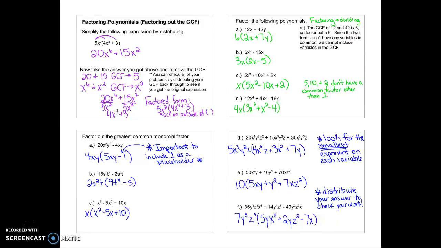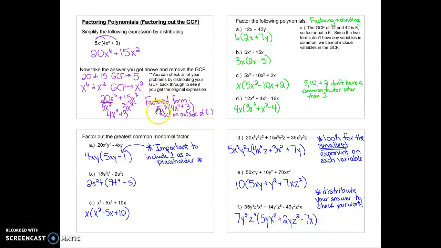Then I have a 15x squared. That was my original term. I am dividing out my GCF. So 15 divided by 5 is 3. X squared divided by x squared is just x to the 0 power. It's nothing. They completely cancel. So you don't even have any variables left from this term. All you have is the constant of 3.